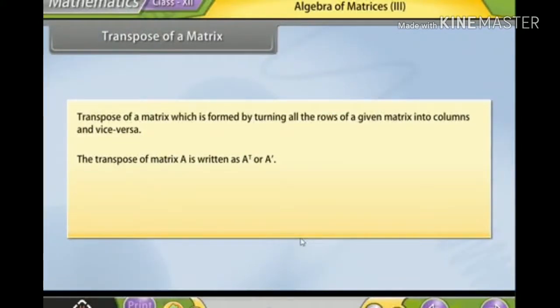The transpose can be written as, for example, the matrix row-wise: first row 1, 2, 3, second row 4, 5, 6. Its transpose is the matrix row-wise: first row 1, 4, second row 2, 5, third row 3, 6.